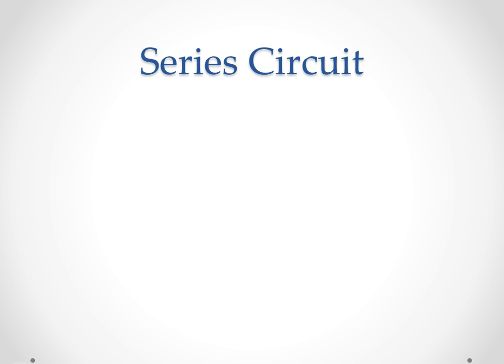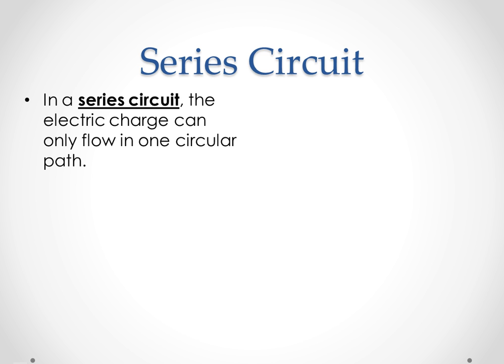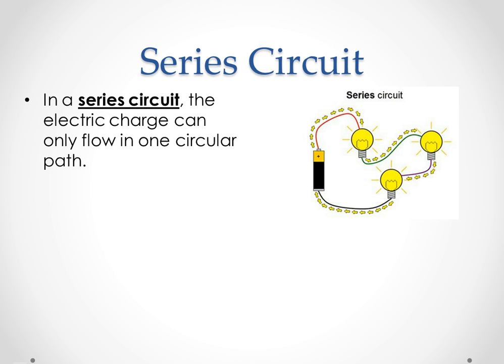Let's talk about series circuits. In a series circuit, the electrical charge can only flow in one circular path. It has no other place to go other than that one circular path. That's okay some of the time, but sometimes it will create some problems and disadvantages, and we'll talk about that in a minute. Here you see an example of a series circuit.